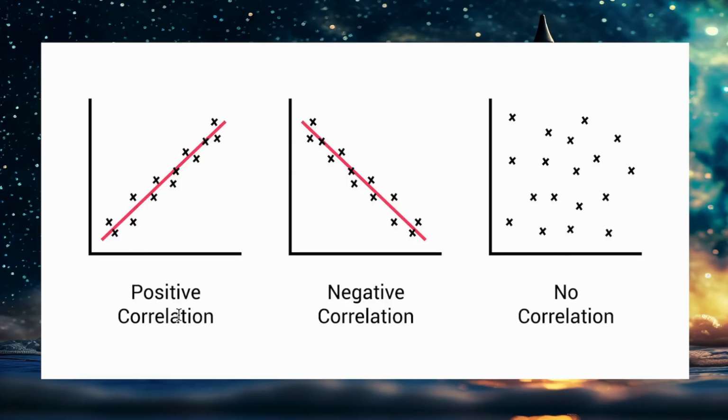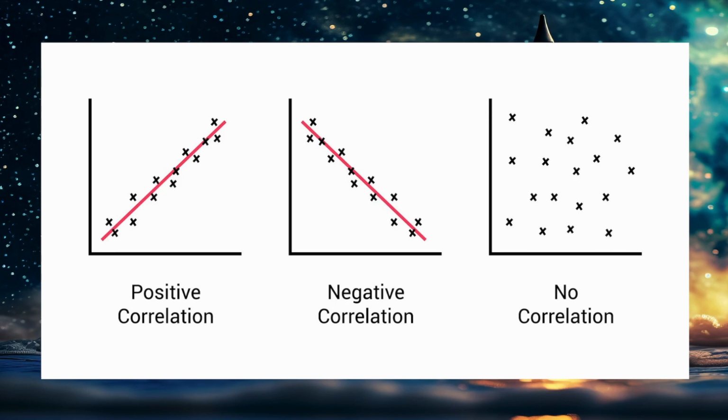Whenever there is a positive correlation, the number comes out to be close to 1. Whenever there is a negative correlation, one thing goes up, the other goes down. This is represented by a number close to -1. And whenever we don't have any correlation, it is represented by a number which is very close to 0.